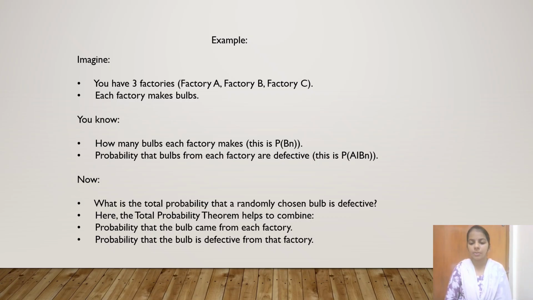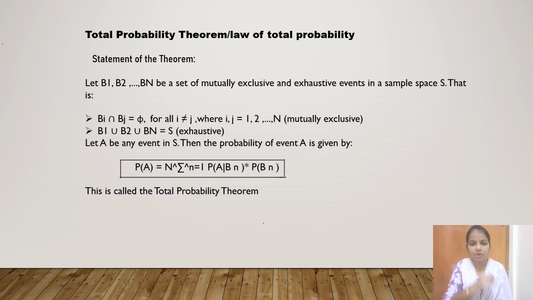Here, the total probability theorem helps us to combine the probability that the bulb came from each factory and the probability that the bulb is defective from that factory. Total probability theorem, or law of total probability. Let me explain the statement of the theorem.